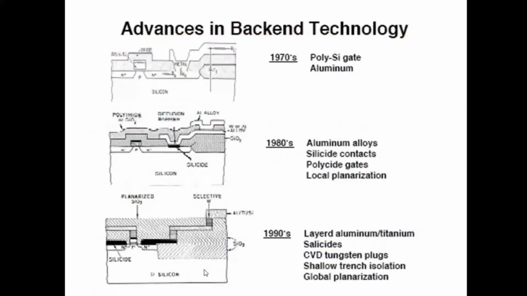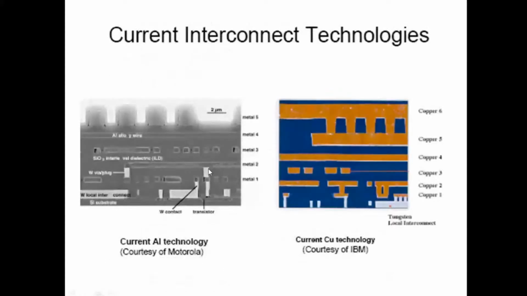The advances in the backend technology. In 1970s, polysilicon gate was used and aluminium was used for interconnects. In 1980s, aluminum alloys were used, silicide contacts were used for making the interconnects. In 1990, layered aluminum, titanium silicides were used along with CVD tungsten plugs. This shows us a 5-layer interconnect using aluminum technology, and this shows us a 6-layer interconnect using copper technology.